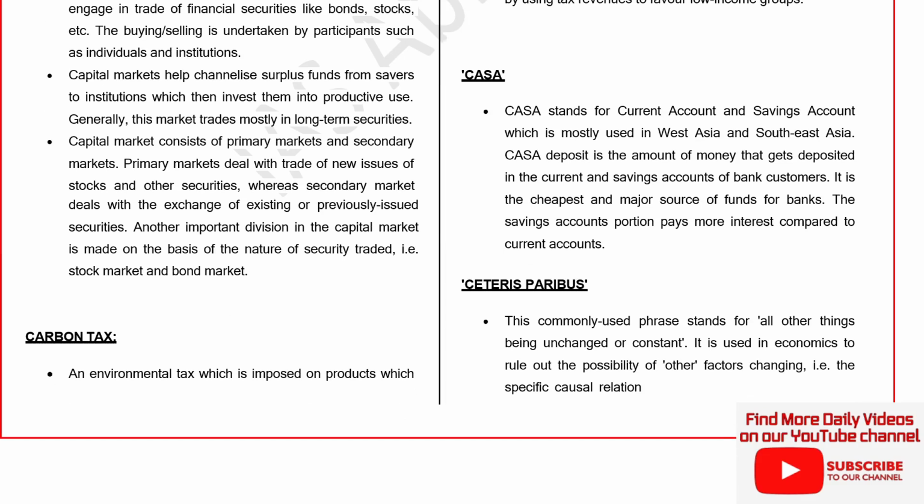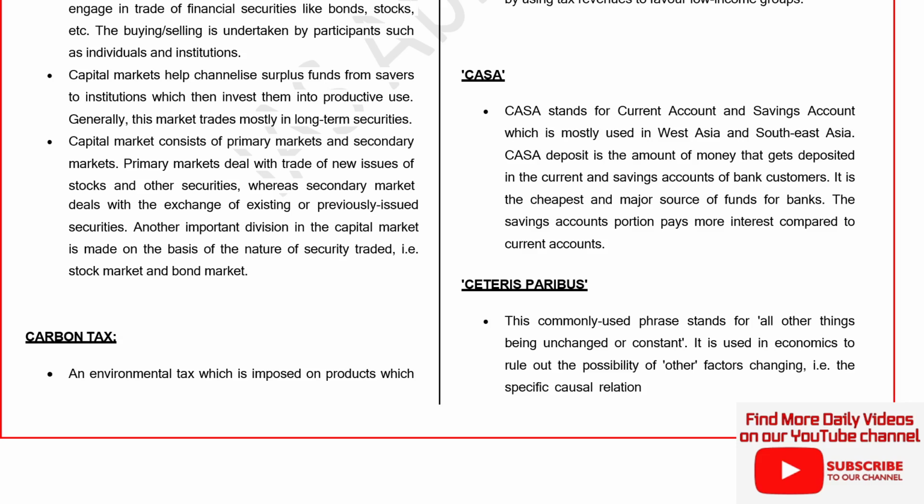Let's see what is CASA. CASA stands for current account and savings accounts, which is mostly used in West Asia and Southeast Asia. The CASA deposit is the amount of money that gets deposited in the current and savings account of the bank customer. It is the cheapest and major source of funds for banks. The savings accounts portion pays more interest compared to current accounts.